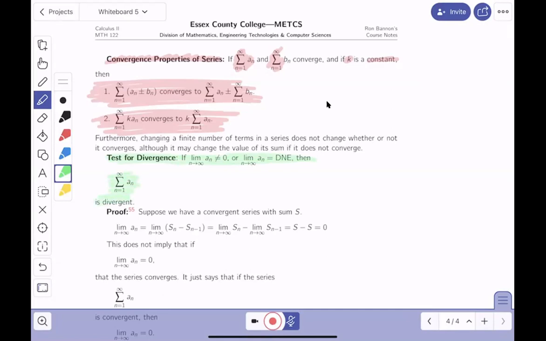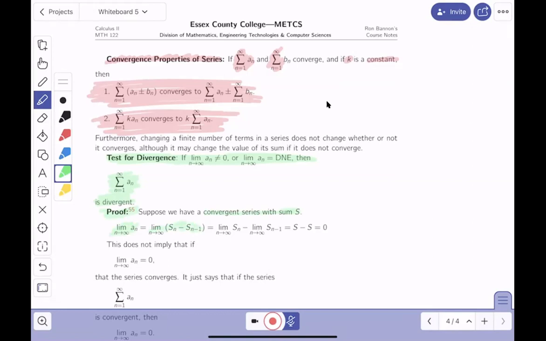If the limit of the nth term is not equal to 0, or if the limit is DNE, we can conclude that the series is divergent with little to no effort. Let's look at the proof. Okay. Suppose we have a convergent series with some sum S. All right. What does it say? Over here, let's read it through one step at a time. The limit as n goes to infinity of a_n would be this. Let me explain this to you.